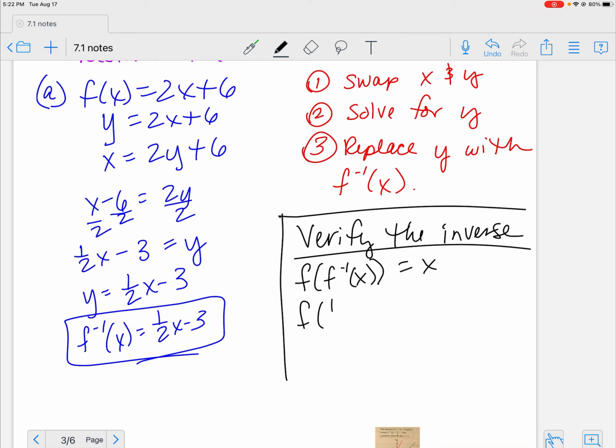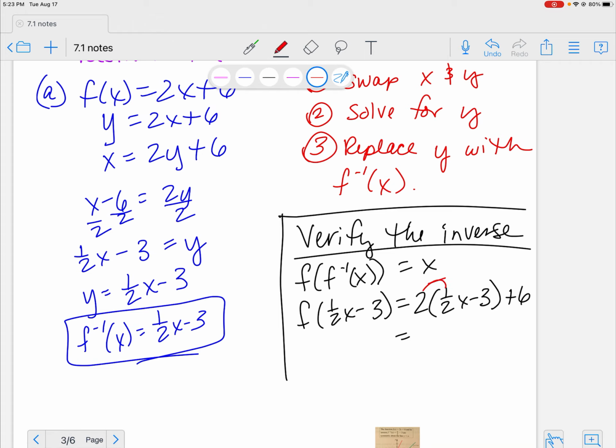Okay. So f of 1/2 x minus 3 means I'm going to take my original function and plug in that inverse and then see if I can just come up with x out of it. When you distribute this 2, the 1/2 times 2 gives me just an x. And then 2 times -3 is a -6 plus 6. And yes, indeedy.